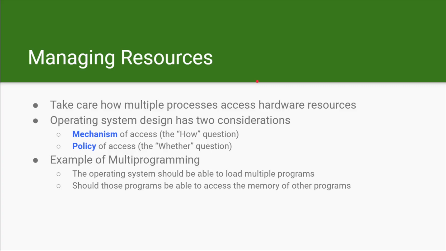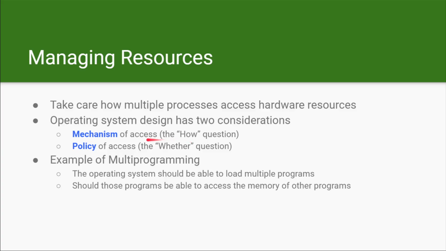Now, when it comes to managing these resources, there are two things that need to be considered when designing an operating system. The fairly simple part of managing a resource is how that resource is accessed. For example, if I need to transition from one process to another in the process scheduler, how we do that is we save the registers for one process, and then we load the registers for another process. The mechanism is almost very straightforward.